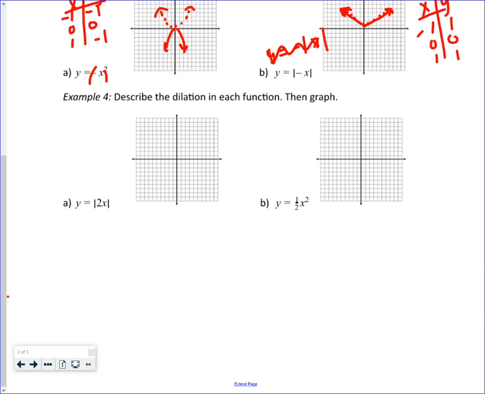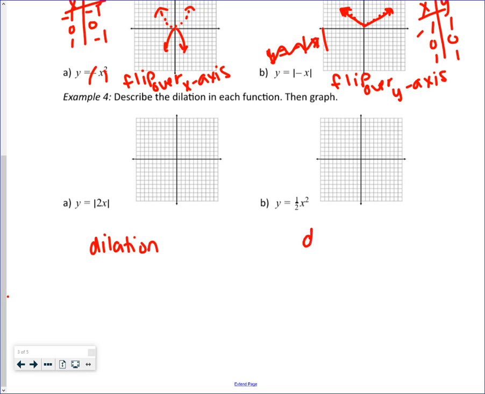Okay? So what shape is this going to be? A V, absolute value, right? We forgot up here to describe it. This was a flip or reflection over the x-axis. Sorry, guys, I'm all over the place. And this was a flip or reflection over the y-axis. I forgot to describe the translation. And this one we already know is they're both dilations, but I want to be more specific in a second. I'll show you which kind they are, okay?